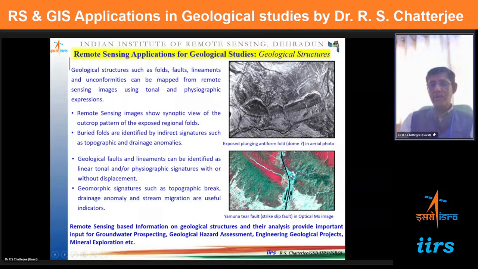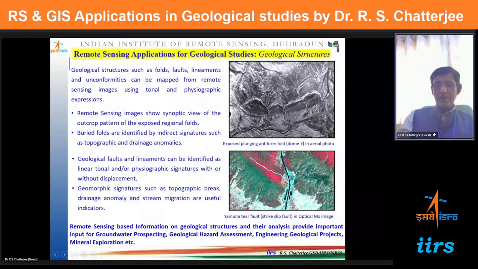Tear fault is where the thrust sheet is getting strike faulted. Okay, so now you see this is the Shivalik here, and this is the Shivalik here, and it got shifted by this Yamuna strike slip fault. Along this fault only, the Yamuna River has flowed.